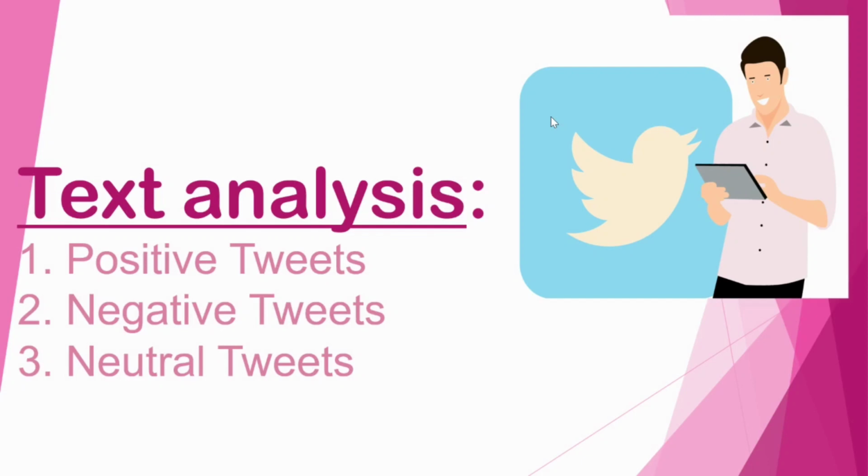So we will analyze whether the tweets are positive, negative, or neutral. And then according to that, we'll find the percentage of positive tweets, negative tweets percentage, and the neutral tweets percentage. With the help of that, we'll show its representation using the pie chart, bar graph, and the scatter plot.